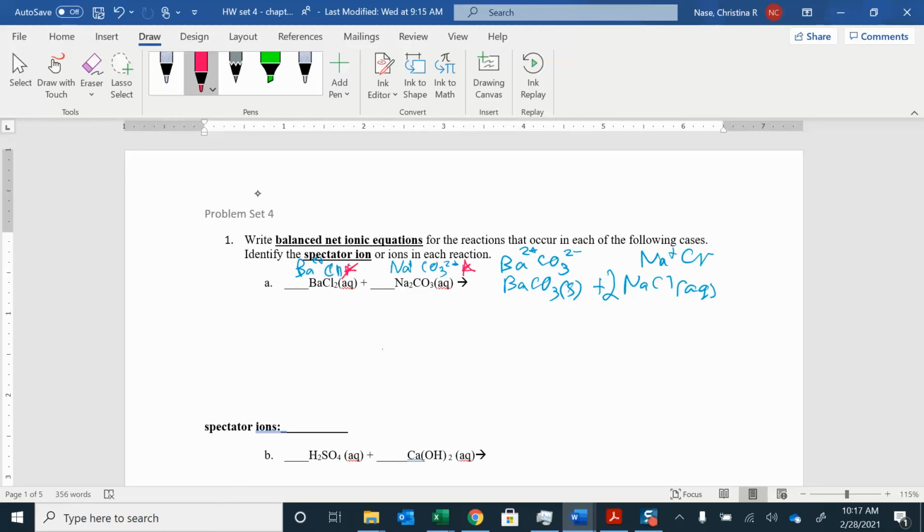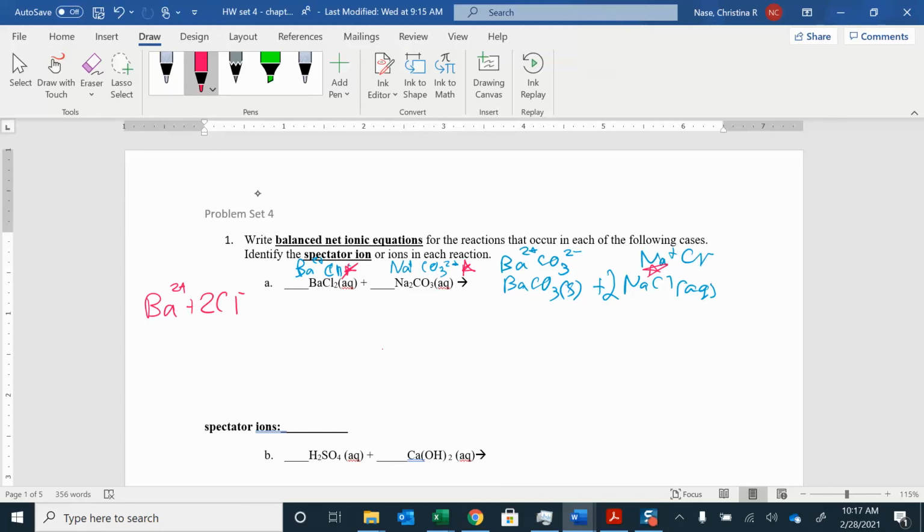He's going to stay exactly how he is when I start writing the complete ionic equation. So what I'm doing now is I'm building up the complete ionic equation, and I'm going to take all of the strong electrolytes and dissociate them into ions so you can see what ions are present in solution. Sodium chloride is also a soluble ionic compound, so that's a strong electrolyte. So anybody with a star now gets split up into ions. So my barium chloride is going to split up into barium ions and 2 chloride ions. 2 because I have this 2 down here.